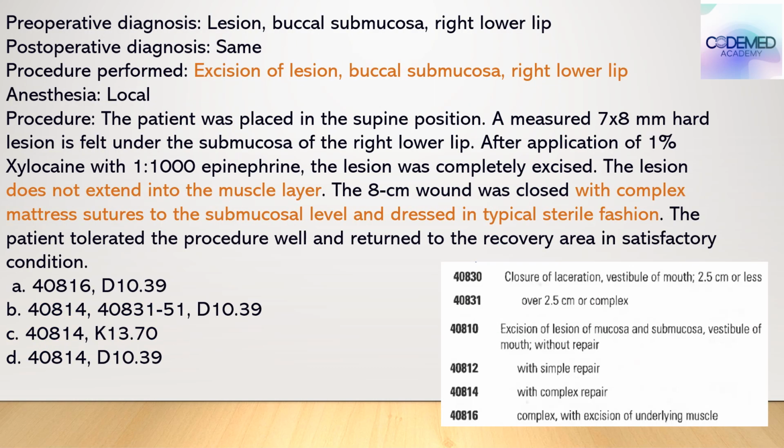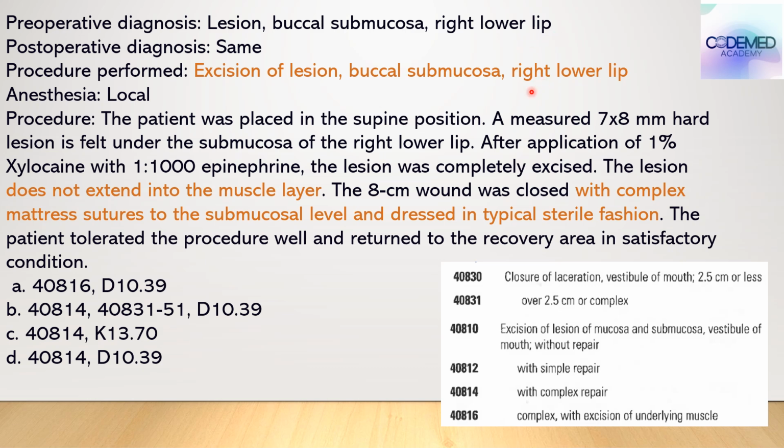So let us take one more example. This is an operative report, a very important thing, because in the new CPC exam format, they are going to have 10 questions with the operative report. So what is the preoperative diagnosis? It is a lesion, buccal submucosa, right lower lip.